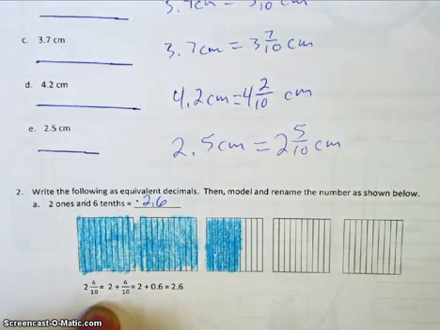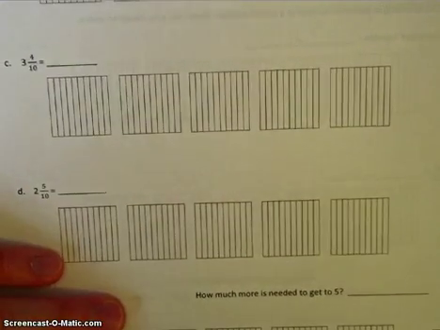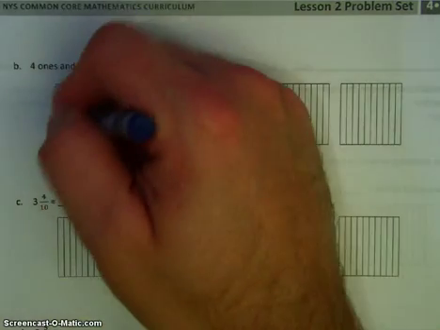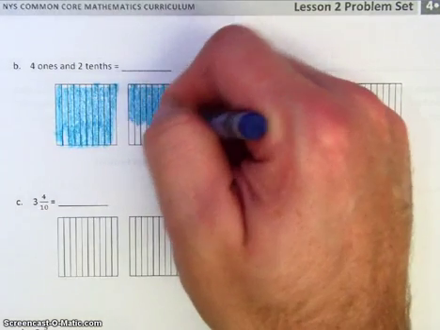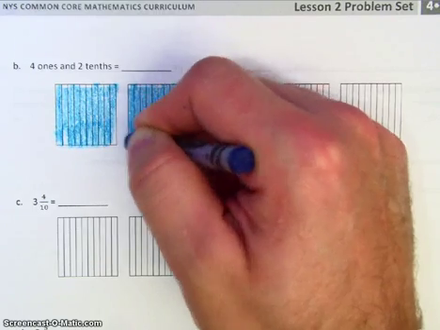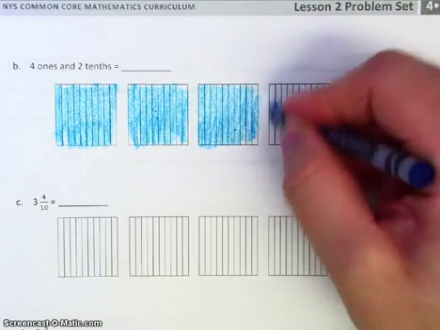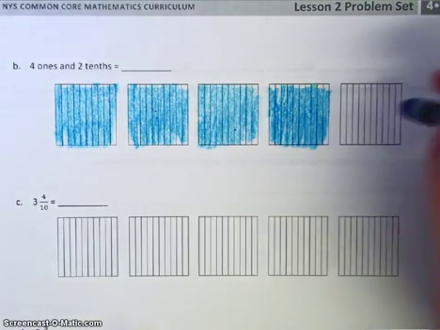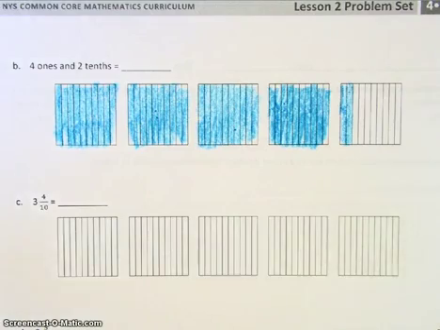And we're going to be writing this equation underneath each of these. So if we take a look at the next page here, we have letter B. So we have 4 1s and 2/10. So again, we're going to shade that in. We're going to be shading in 4 1s, 4 large rectangles, to look like that. So there's our 4 1s, and then our 2/10 is just going to be 2 pieces over there. So there's our 4 2/10.